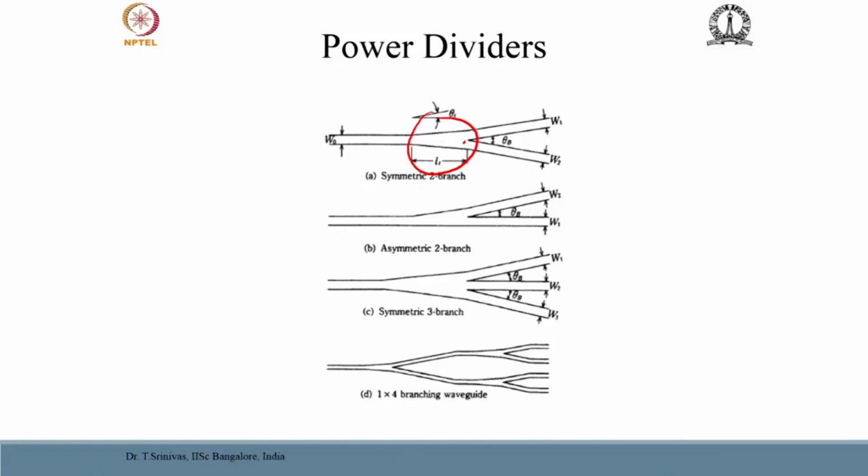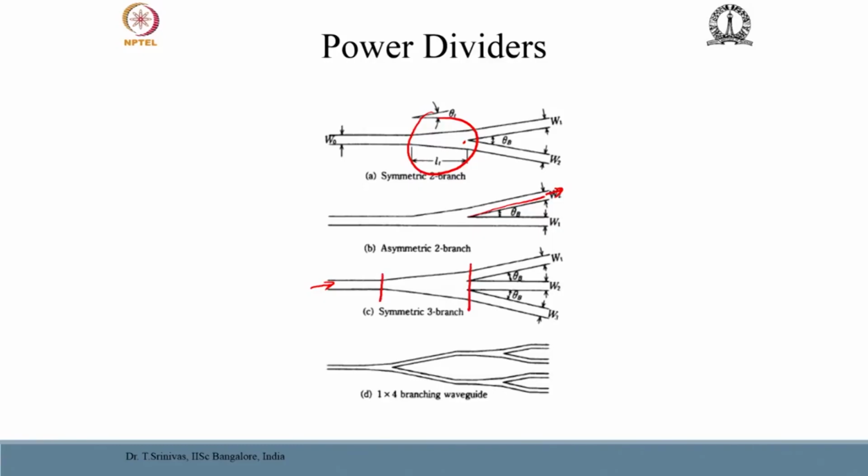Similarly, the second device, showing an asymmetric 2 branch, consists of a bus waveguide from which the power can be tapped out into the output port. So, this is asymmetric compared to the previous one. You can also think of a symmetric 3 branch waveguide where you have an input bus waveguide and 3 output ports. Of course, the output distribution is not symmetric, but depends on many factors including the placement and the tapering portion and so on and so forth.